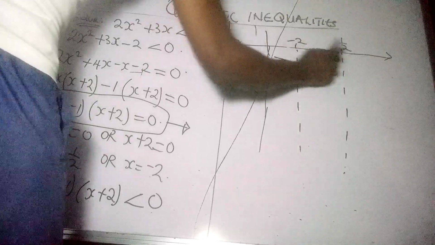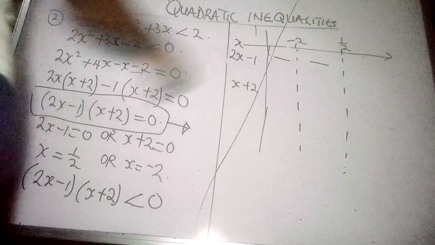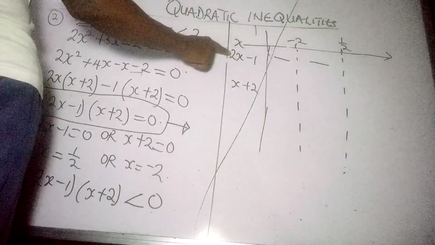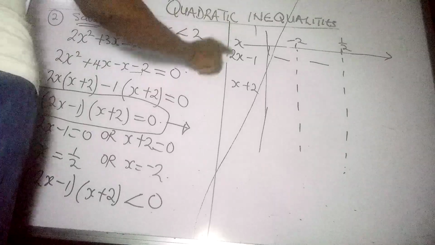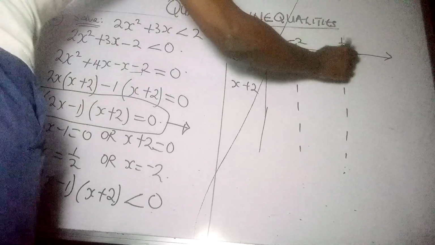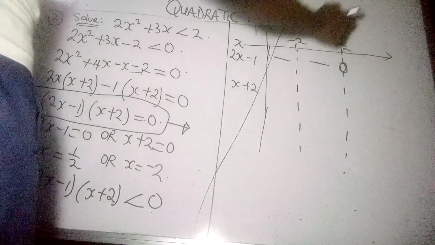That means here will still be negative. Anything around here will still be negative value. Let me now use the exact half. If I use this half here, 2 times half is 1. 1 minus 1, 0. That means I'm getting exactly 0 on the value of what? X equals to what? Half.